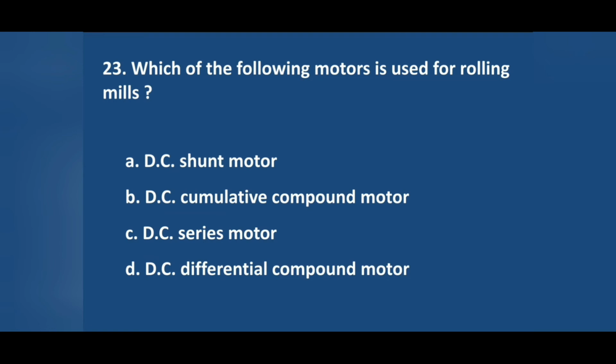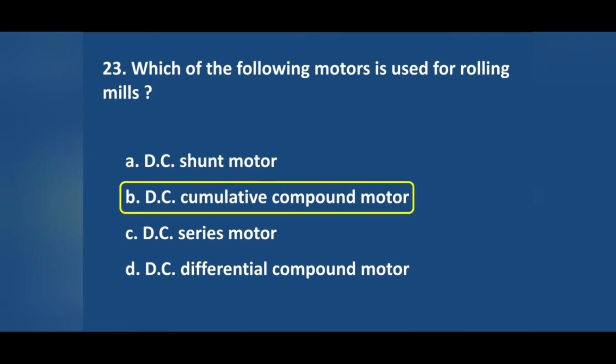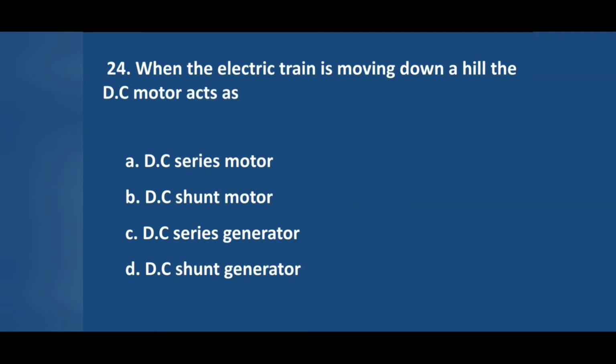Question number 23. Which of the following motors is used for rolling mills? Answer is option B, DC cumulative compound motor. Question number 24. When the electric train is moving down a hill, the DC motor acts as. Answer is option C, DC series generator.